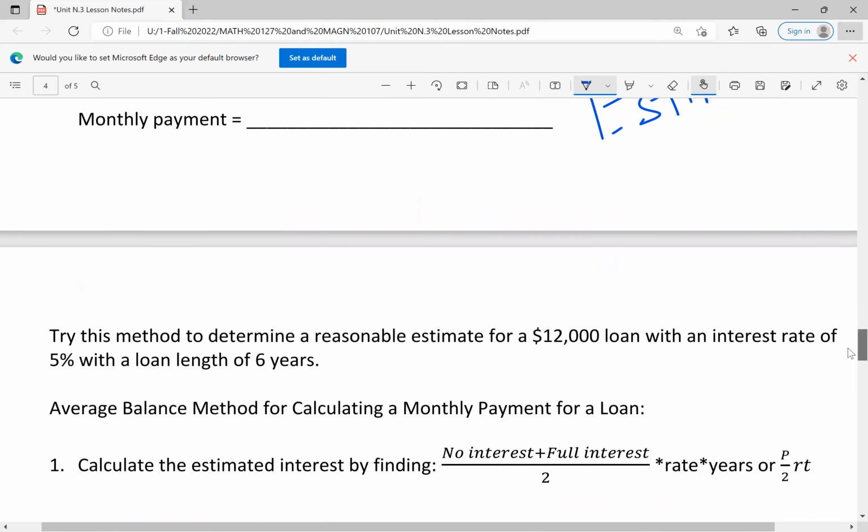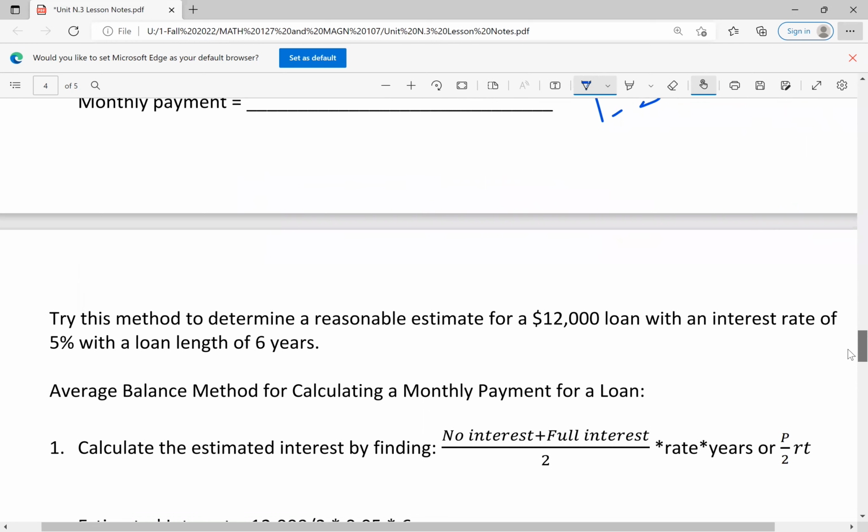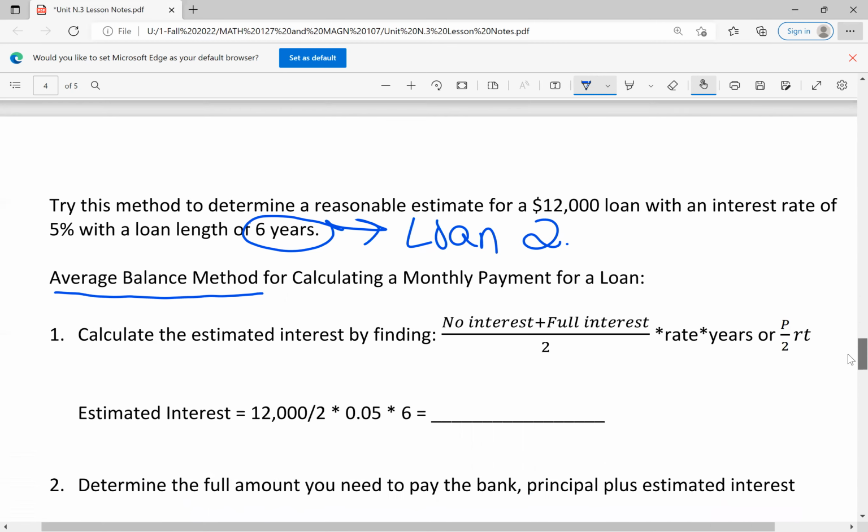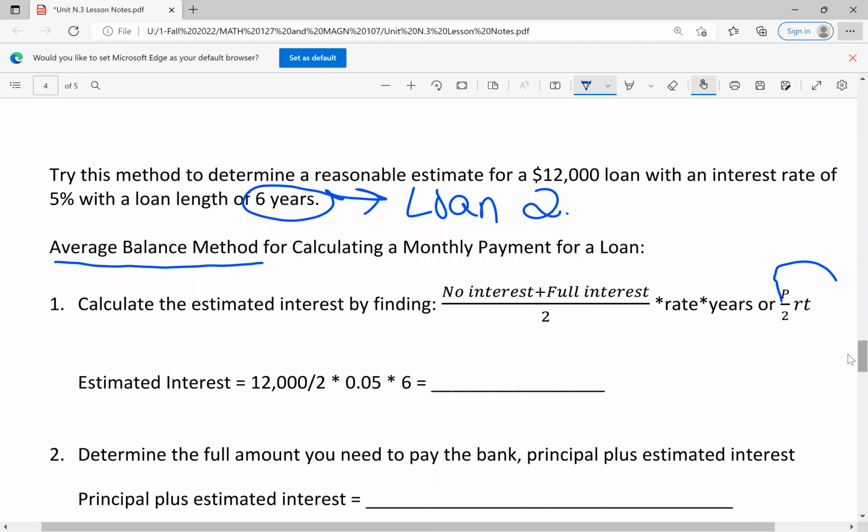So now what I want you to do, and I want you to go through this very systematically, is try this method to determine a reasonable estimate for a $12,000 loan with an interest rate of 5% and a loan length this time now of 6 years. Remember, that's loan number 2 that Melinda is trying to investigate. And this is what we're using. It's called the average balance method for calculating an estimated monthly payment for a loan. So we're going to use this formula right here.